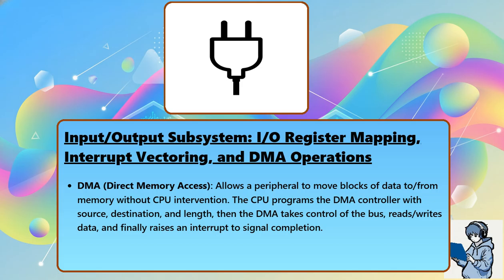DMA, direct memory access, allows a peripheral to move blocks of data to and from memory without CPU intervention. The CPU programs the DMA controller with source, destination, and length. Then the DMA takes control of the bus, reads and writes data, and finally raises an interrupt to signal completion.